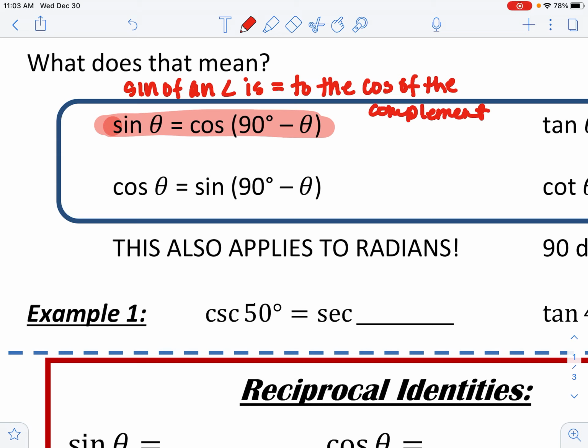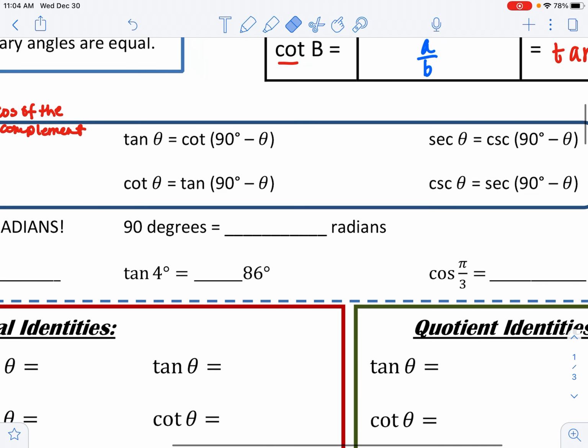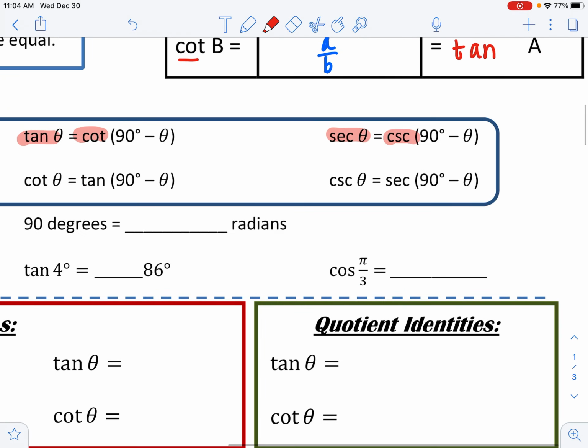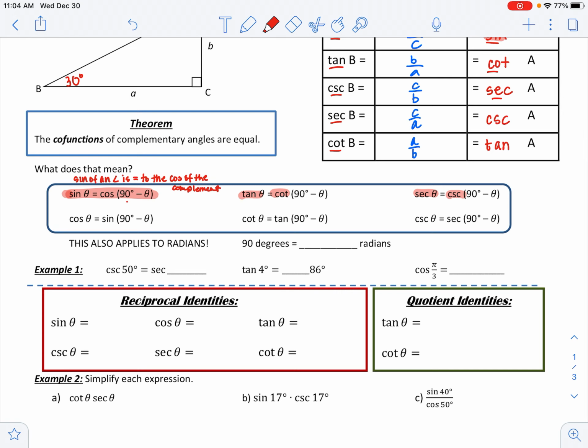So what I want you to realize is that all this means is that if I give you the sine of 30 degrees and you just forgot what it is, that's going to be the same as the cosine of 90 minus 30 degrees, which is 60 degrees. These two have the same answer. That's what it means. Okay? So if you look at the other ones, the cosine of an angle is equal to the sine of the complement. And then tangent and cotangent are cofunctions, and secant and cosecant. Okay, so sine and cosine. It's not sine and cosecant, which are reciprocals. It's sine and cosine, secant and cosecant, and then tangent and cotangent, which are cofunctions.